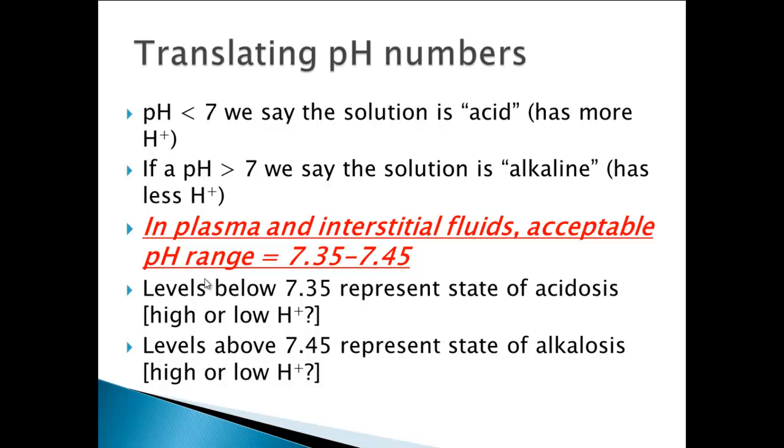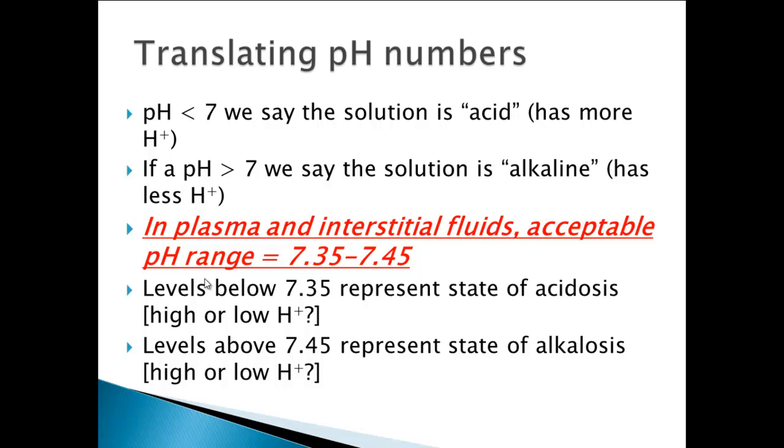When the pH is less than 7, we say the solution is acidic or has more hydrogen ion. If it is greater than 7, we say the solution is alkaline or has less hydrogen ion. In the body, plasma, interstitial fluids, wherever, the range that the body likes is slightly basic. It's a pH range of 7.35 to 7.45.